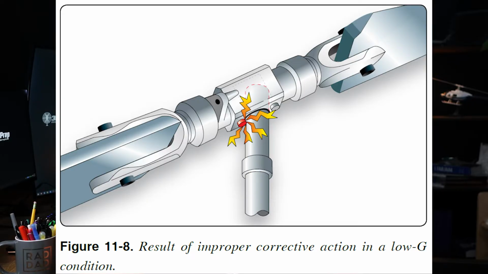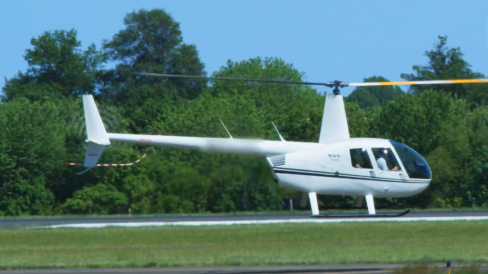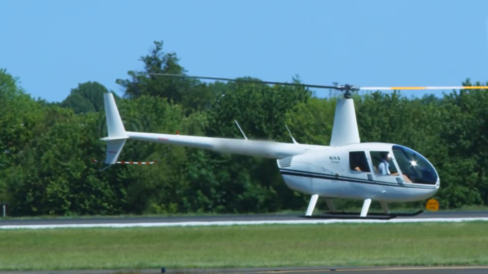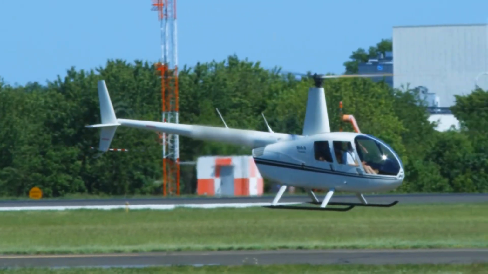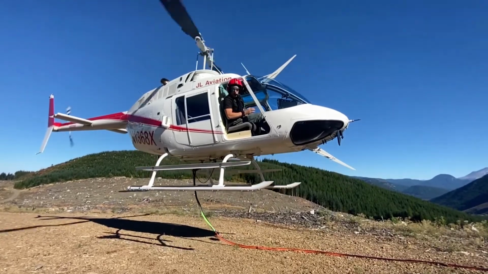But there are some drawbacks to the semi-rigid rotor system, to include mast bumping. In low-G maneuvers, there is a risk of mast bumping where the rotor hub contacts the mast, potentially causing catastrophic failure. Also, vibration. Since the blades cannot lead or lag, there may be more vibration compared to a fully articulated rotor system. The R-22 and the R-44 use a semi-rigid rotor system. This system is common in smaller, light helicopters like the Bell 206 Jet Ranger as well.